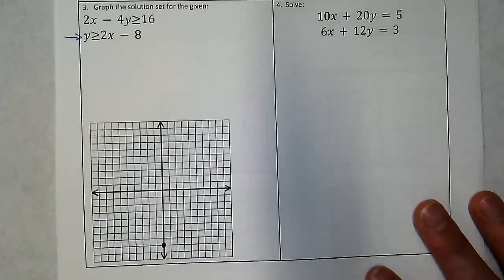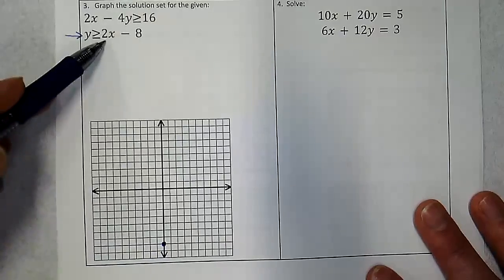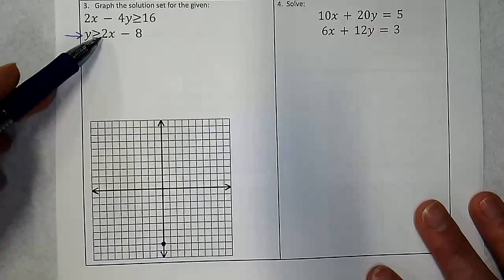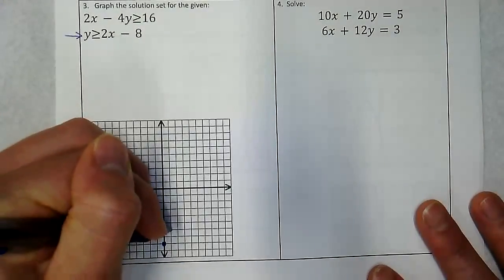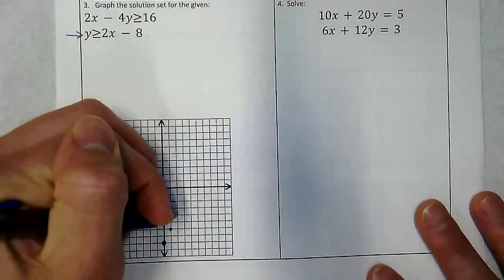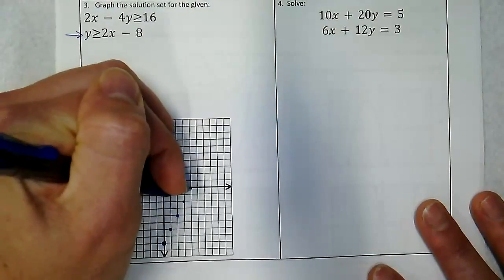Put that point on the graph. And then from our y-intercept of negative 8, we are going to move with a slope of 2, which is rise 2 and run 1. So from here, rise 2 and run 1. Rise 2 and run 1. Same process, several times.